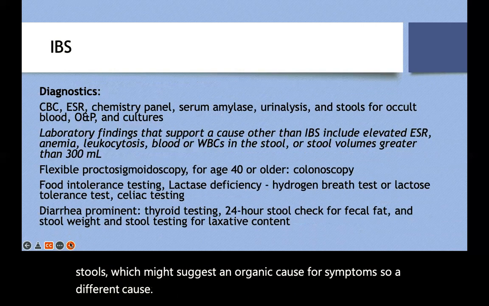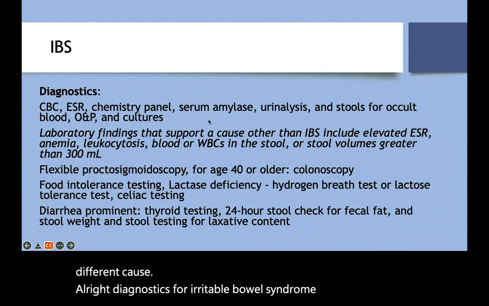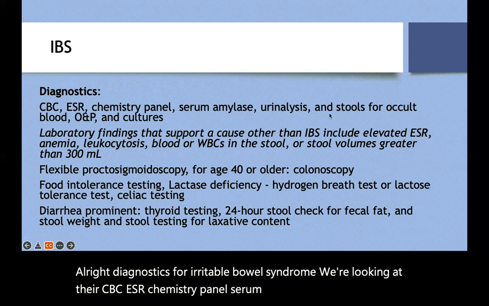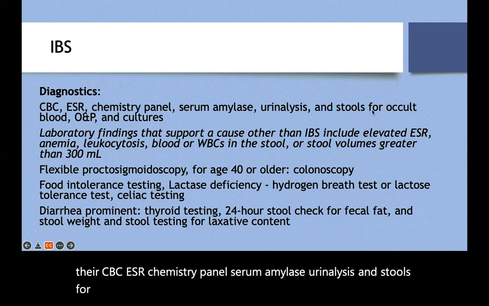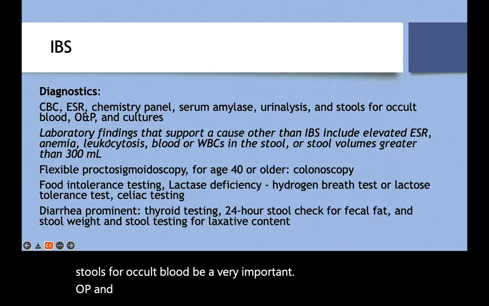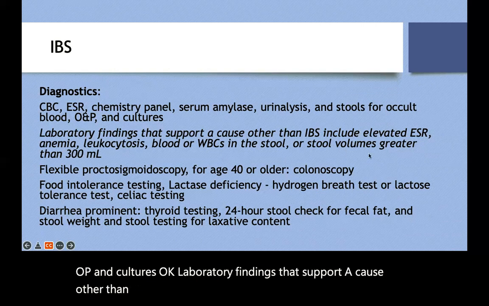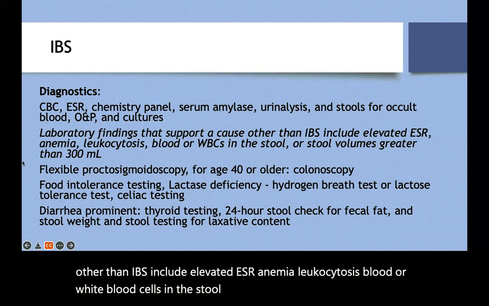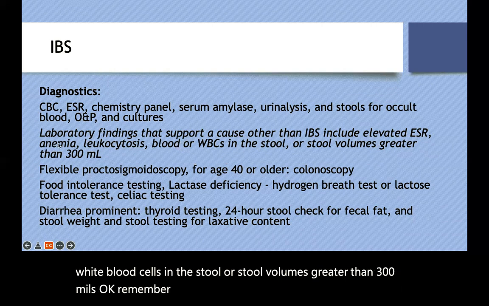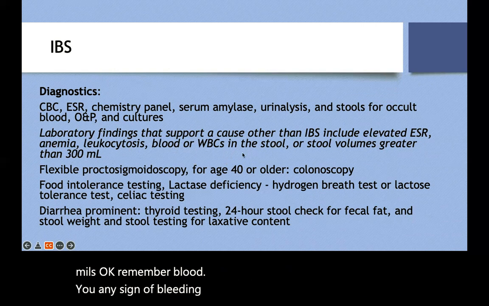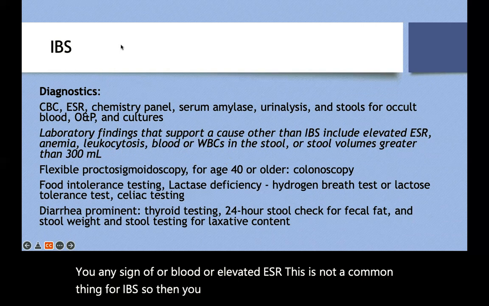All right, diagnostics for irritable bowel syndrome: we're looking at their CBC, ESR, chemistry panel, serum amylase, urinalysis, and stools for occult blood, very important. O&P and cultures. Laboratory findings that support a cause other than IBS include elevated ESR, anemia, leukocytosis, blood or white blood cells in the stool, or stool volumes greater than 300 mLs. Remember, any sign of bleeding or blood or elevated ESR is not a common thing for IBS. So then you know it's something else, it's not IBS.